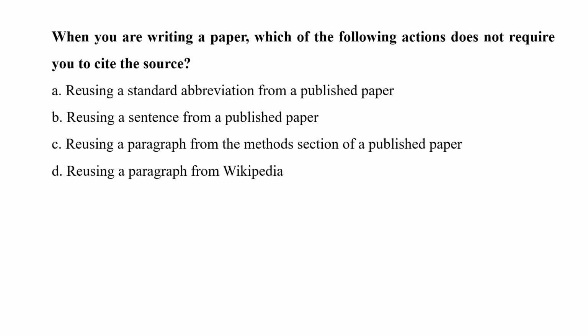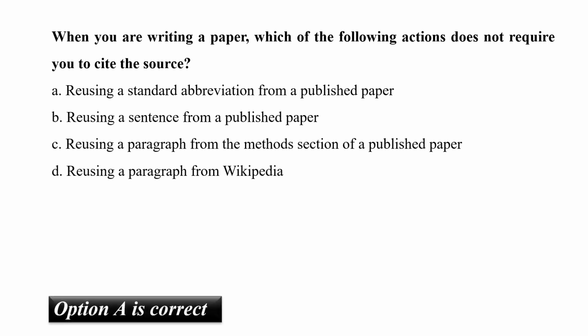Here is the next question. When you are writing a paper, which of the following actions does not require you to cite the source? A. Reusing a standard abbreviation from a published paper. B. Reusing a sentence from a published paper. C. Reusing a paragraph from the methods section of a published paper. Or D. Reusing a paragraph from Wikipedia. Here, the correct answer is option A.